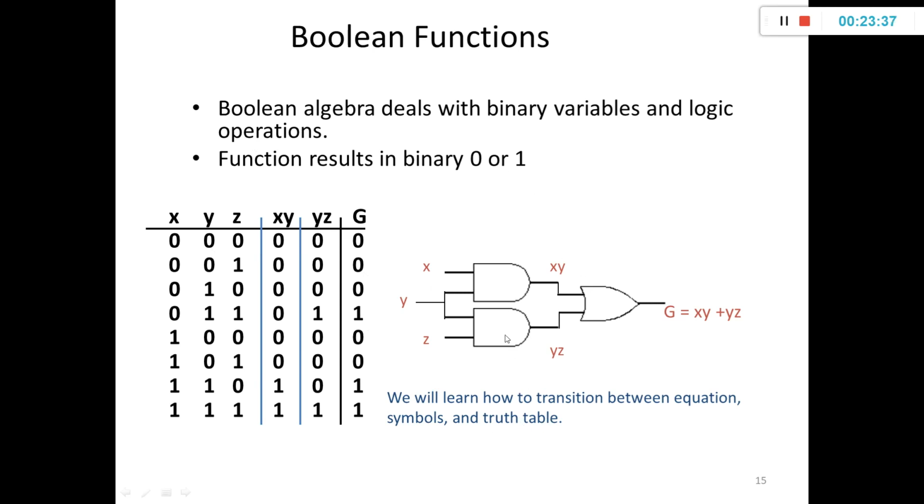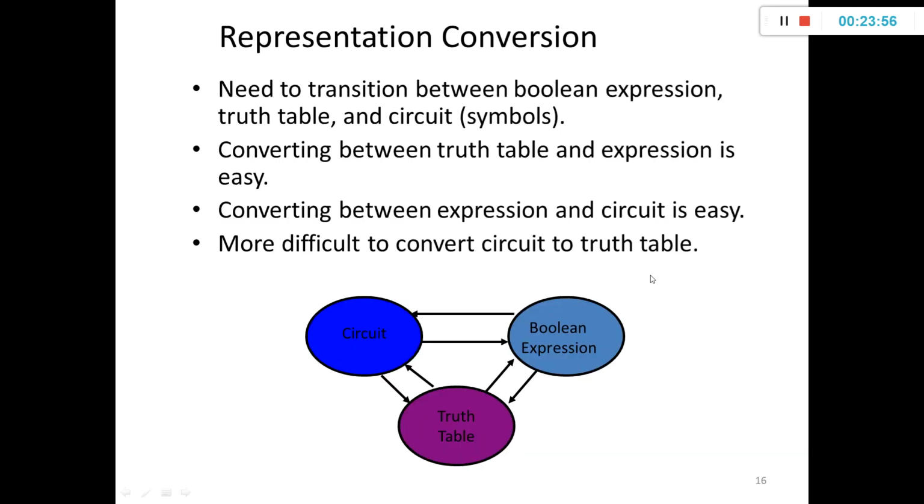We will learn how to transition between equations, symbols and truth tables. So here, try to write the expression for this given truth table, and we'll have a logic network here. After reducing the expression we get g equal to xy plus yz. For this we have drawn the logic network.